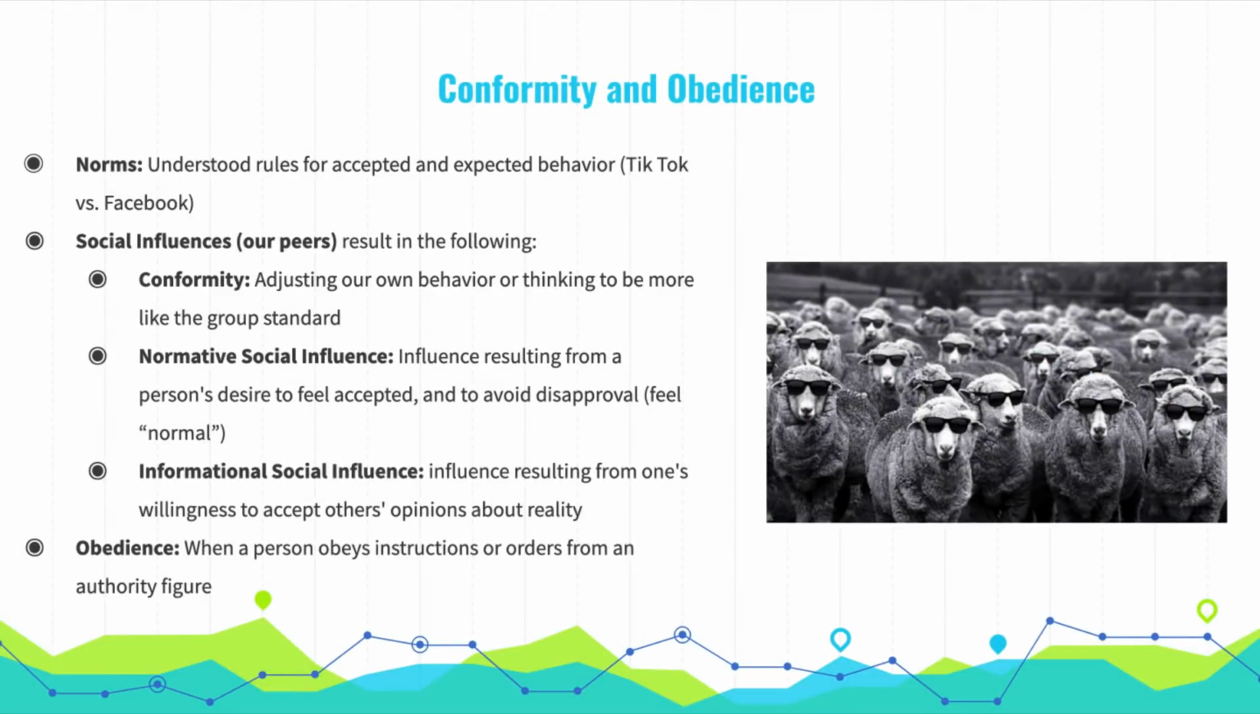Moving on to conformity and obedience, it's important to understand that when talking about social influence, we remember that social norms greatly influence people's behavior. Norms are understood rules for accepted and expected behavior in society.